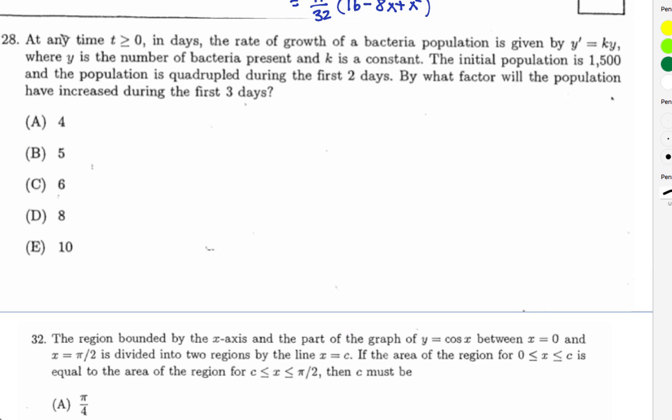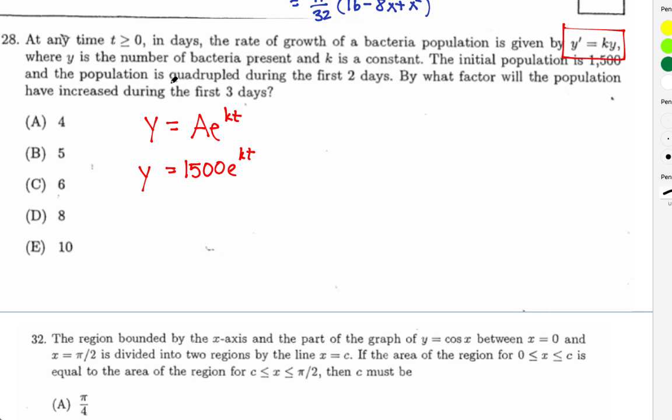So this next problem here is telling us about bacteria. Ooh, y prime equals ky. So we know if the rate of change is proportional to the amount itself, that we must have an equation of the form y equals ae to the kt. It says the initial population is 1,500, so that is our A, 1,500 e to the kt is equal to y.